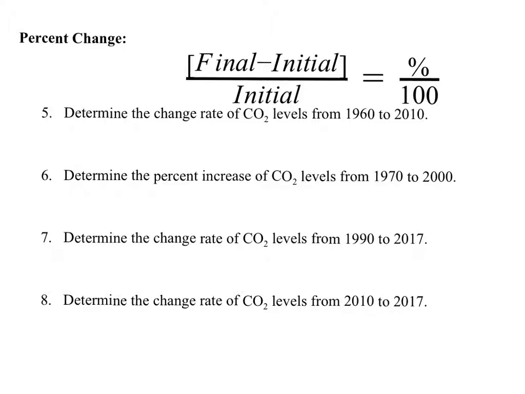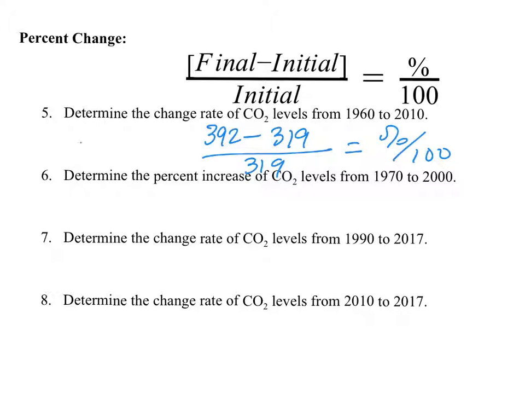All right, so now we're going to look at percent change. Again, you're going to be using the data table from page 1 of your notes. What we're going to look at is in 1960 and 2010, what the levels are. My final level was 392. My initial level in 1960 was 319. I take that difference, I divide by the initial 319 equals percent over 100.